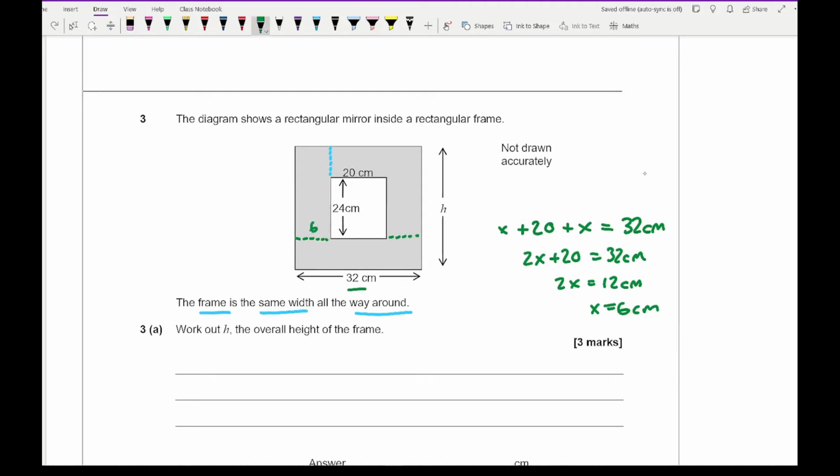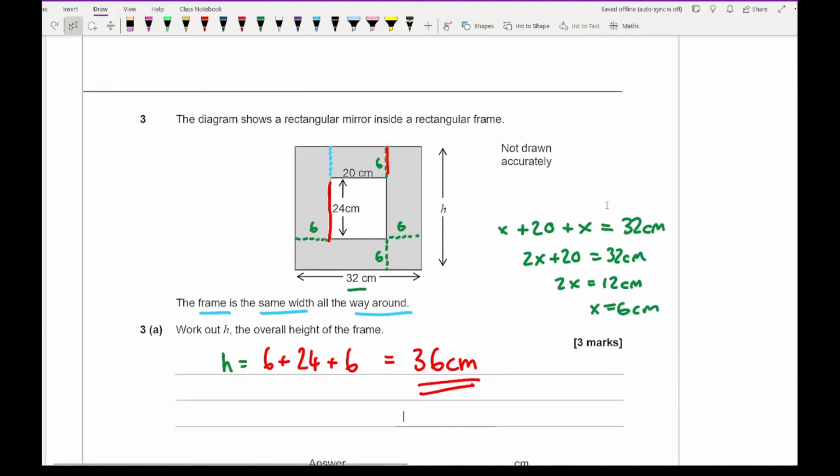So if this is going to be 6, then that means that this length here is also going to be 6, and this length here is also going to be 6. So to work out h, if I just choose a different color, that's going to be 6 plus 24 plus another 6, and that gives me h equals 36 centimeters. Again, it's not area, so it's going to be in centimeters.